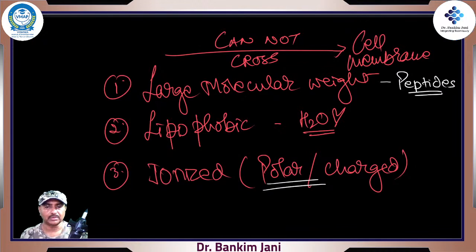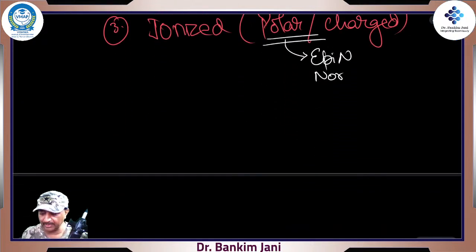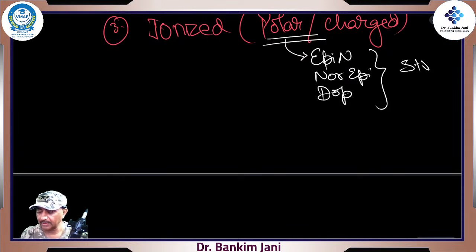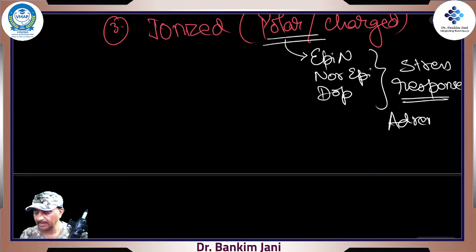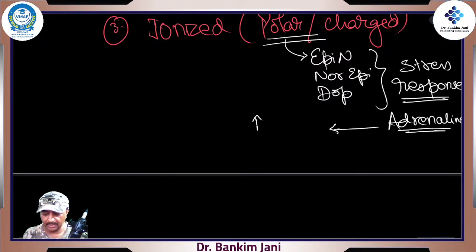So all those catecholamines: epinephrine, norepinephrine, dopamine. They all are for the stress response. Basically adrenaline. So whenever there is stress, it leads to increase in heart rate.